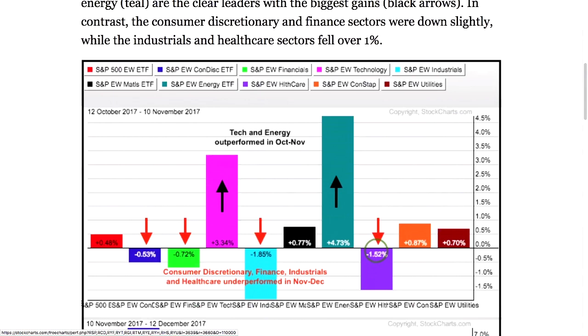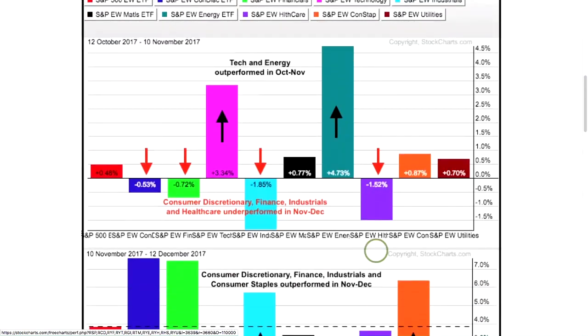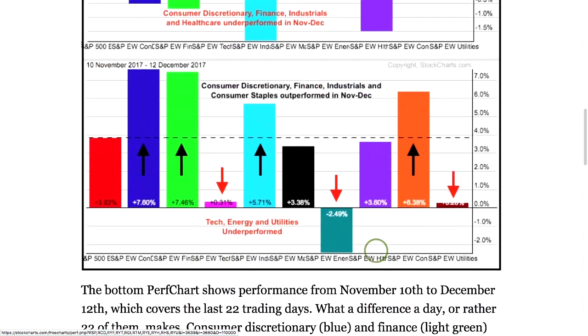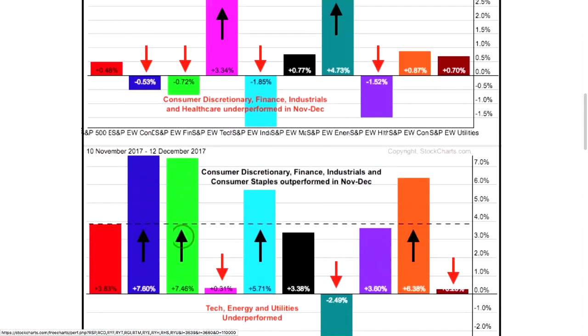So those were the leaders and the laggards then. And if we flash forward to the most recent 22 days, we've had a flip. Literally, you can see consumer discretionary and finance are the leaders, up more than 7% in 22 trading days.